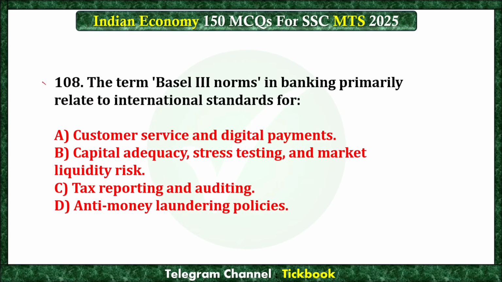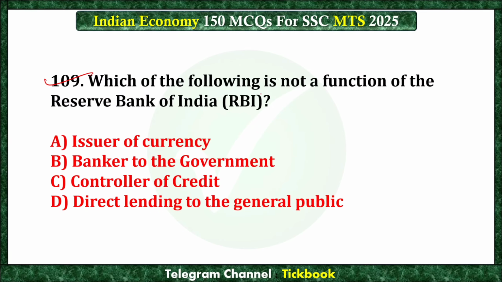Important question. 108. The term Basel III norms in banking is primarily related to international standards for... Option number B, capital adequacy, stress testing, and market liquidity risk. 109. Which of the following is not a function of the Reserve Bank of India? Issuer of currency, banker to the government, controller of credit, direct lending to the general public. Option number D is the correct answer. Direct lending to the general public is not a function of the RBI.